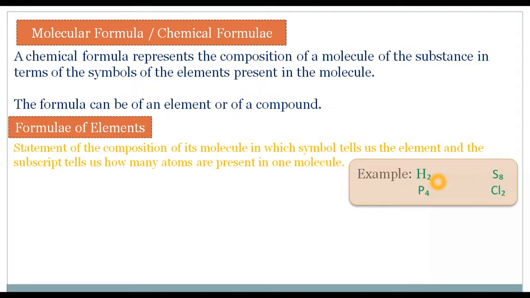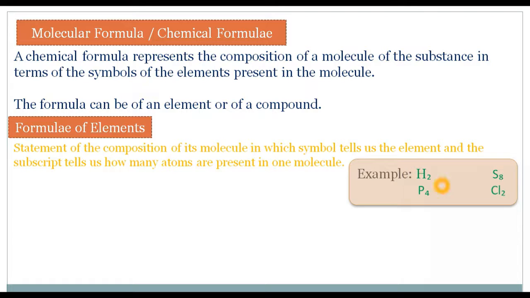H2 means 2 atoms of hydrogen have been combined. But if we are writing 2 times H, that means 2 separate atoms of hydrogen have combined. So these are 2 different things. But if we write 2H2, we will keep H2 as it is and write 2 in front of it, then it will represent 2 molecules of hydrogen. Here it's representing 1 molecule of hydrogen in which 2 atoms have been combined. But if we write 2H2, that means 2 molecules of hydrogen.